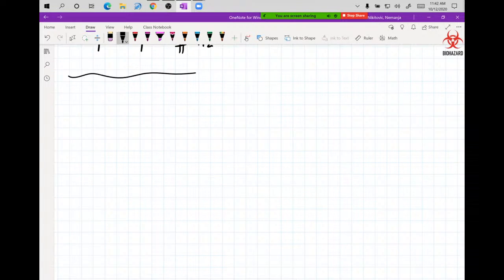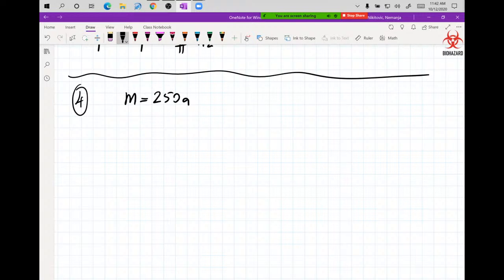Let's see what we can do with problem number 4. It says a body of the mass of 250 grams. We need to do the problem in kilograms, which means mass is 1/4 of a kilogram. 1 kilogram has 1,000 grams, and 250 is 1/4 of 1,000. So 250 grams is 1/4 of a kilogram. It is attached at the end of a spring that is stretched 25 centimeters by a force of 9 newtons.